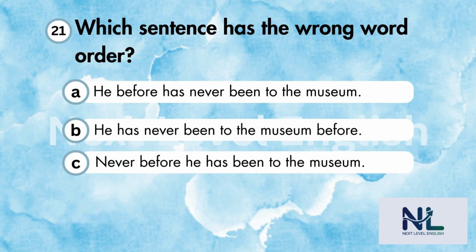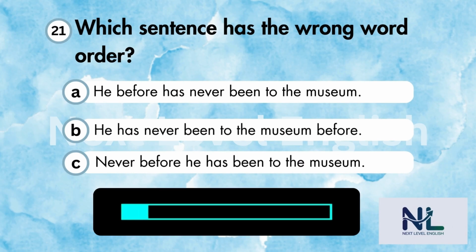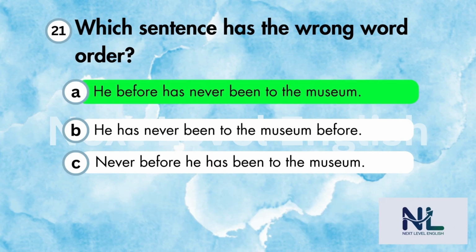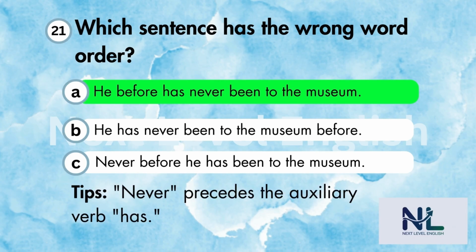21. Which sentence has the wrong word order? He before has never been to the museum. Tips: never precedes the auxiliary verb has.